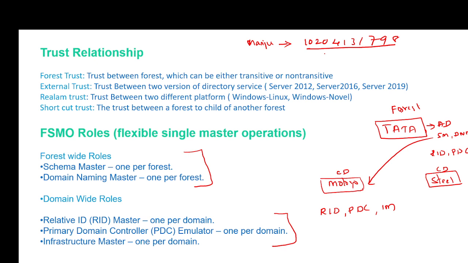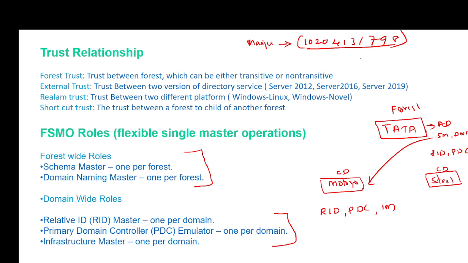Because computer will only understand these numbers. As soon as you type Manju, this Active Directory will not understand the name Manju. It will only understand from the RID. So this is called the relative identifier. The RID master's responsibility is having the free number of RIDs for newly created users, I mean newly created objects. Okay, that is the RID master responsibility.